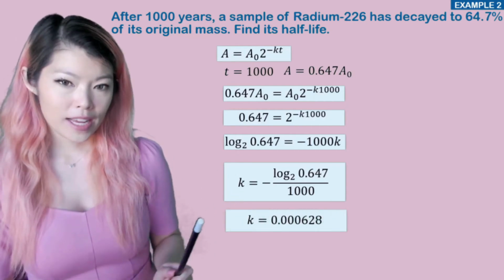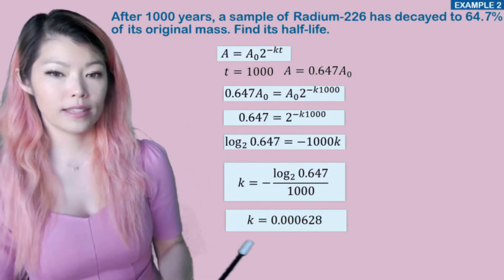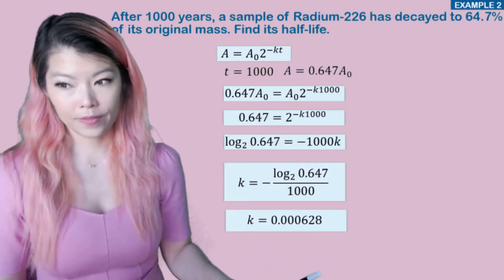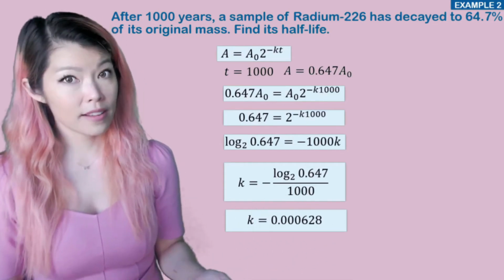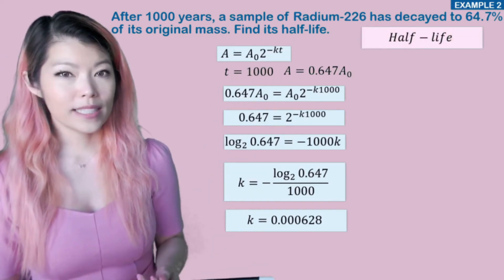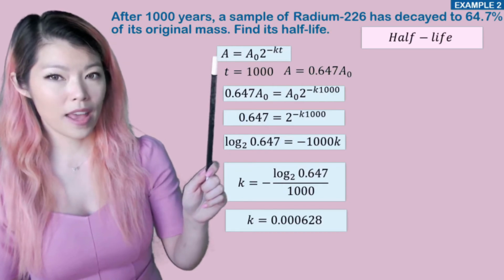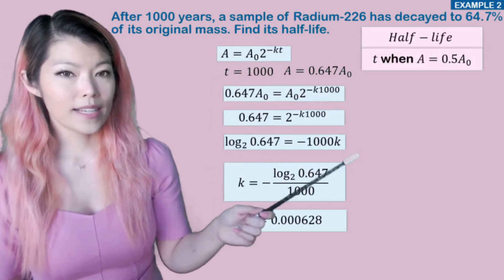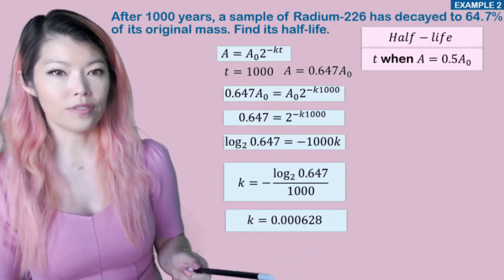Plug it into the calculator, and you should try this on your CAS to make sure you get the same value. You should get 0.000628. Now we have K. Have we answered the question? Not quite. It says find its half-life. What is half-life? Half-life is when A is half of A0. So what is T when A is half of A0?